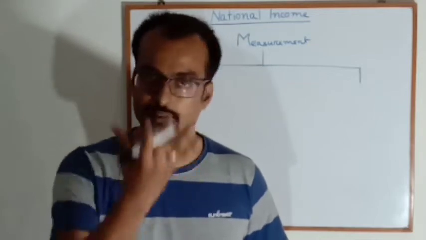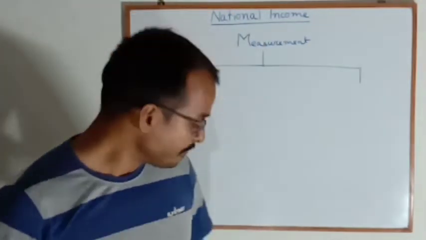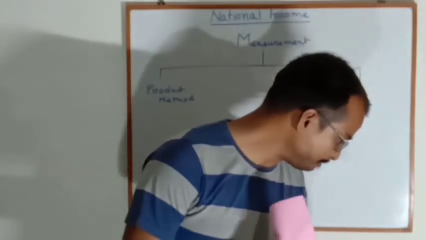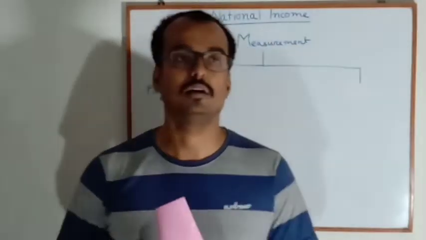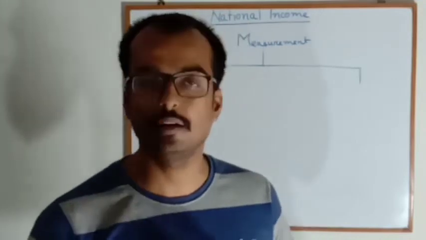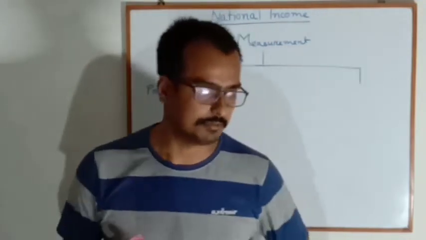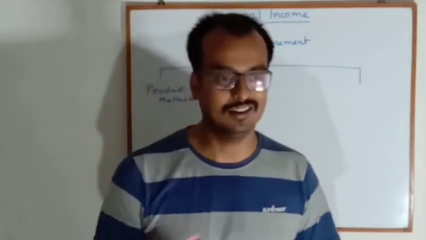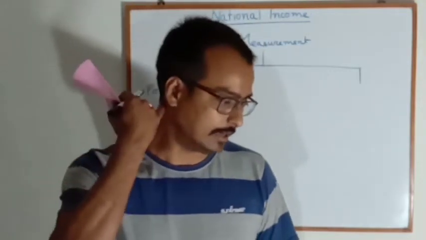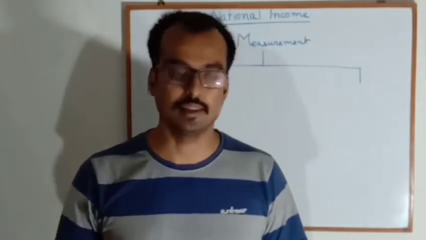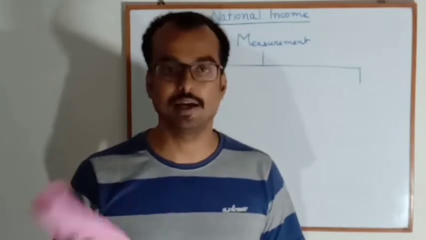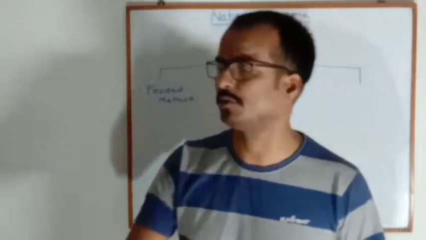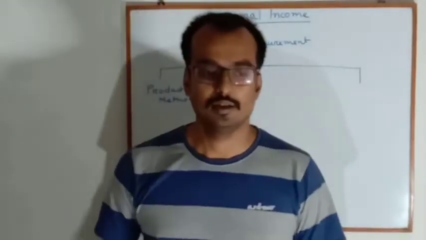That's not flowing, that's staying somewhere. So those things should not be included. Money received by selling second-hand goods. I think I have said in the first video also. If you have a bike of, say, Honda company, and you sell the bike and you get 40,000 rupees, this 40,000 rupees is not your income.